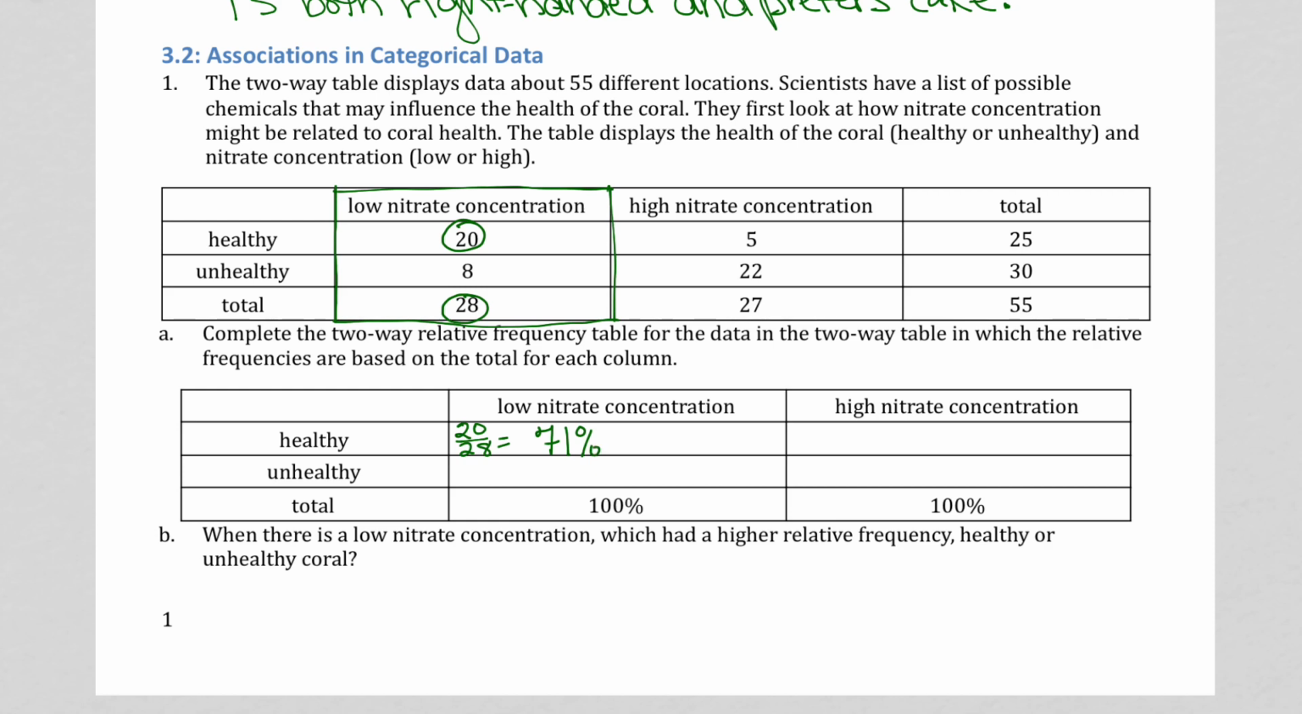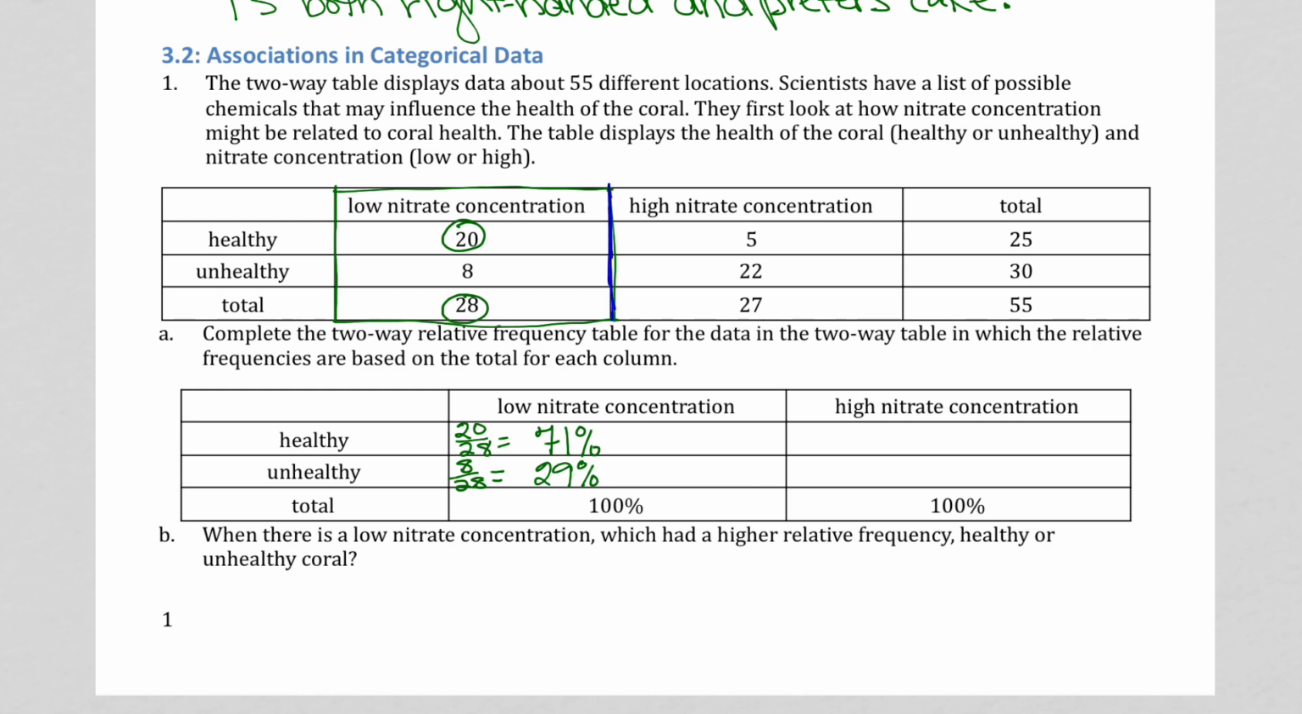So what are we going to do for the unhealthy and the low concentration? By 28. So 8 divided by 28, and that is approximately 29%. Does 71% plus 29% equal 100%? Yes, it should. Okay, for our high nitrate concentration, let's do blue for this column.